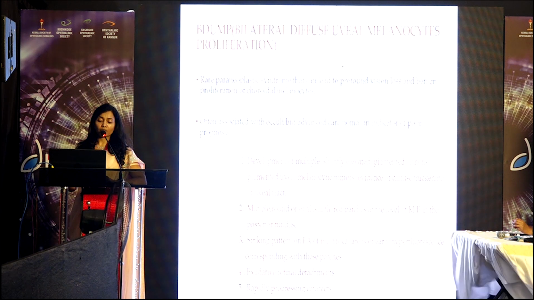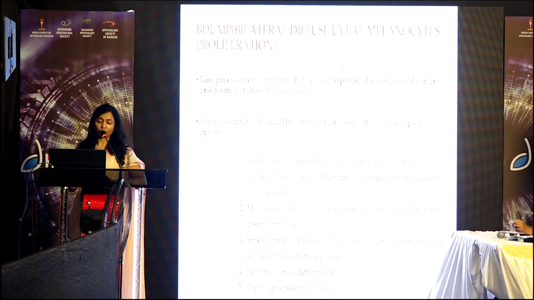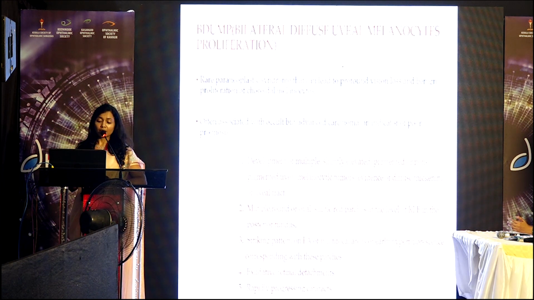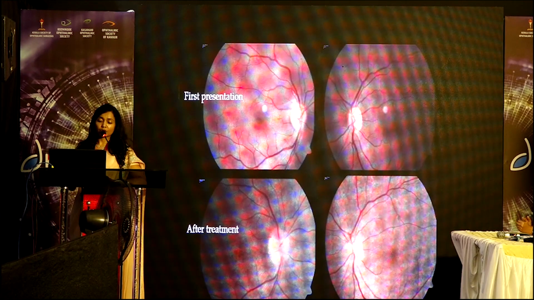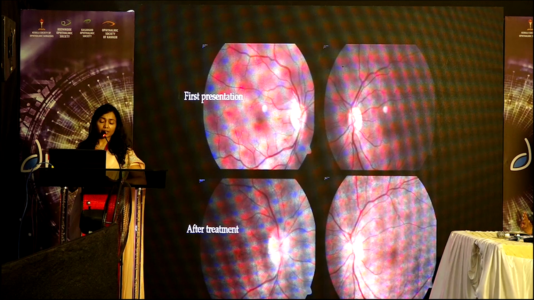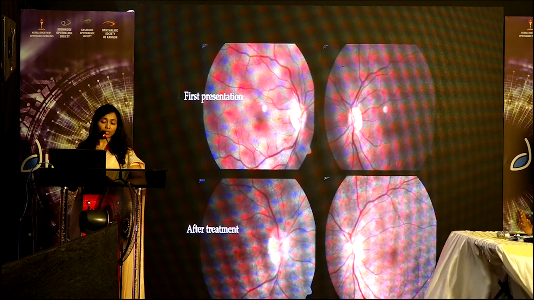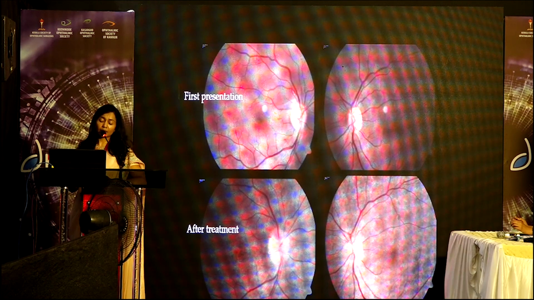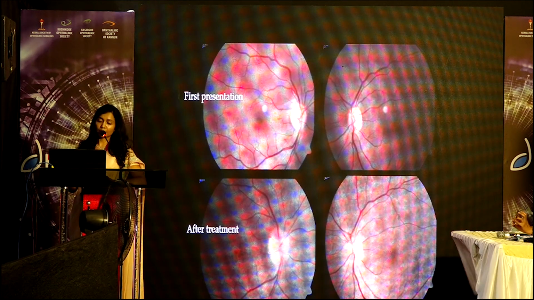There is a striking pattern on FA of multifocal areas of early hyperfluorescence, which was there, and exudative detachments, which were there in our patient. There was no rapidly progressing cataract in our patient. So this was the first presentation, and after a lot of confusion and treatment with steroids, we finally diagnosed this case of BDUMP, and the patient underwent chemotherapy. After the treatment the sensory retinal detachment settled down, but there was diffuse mottling which persisted.